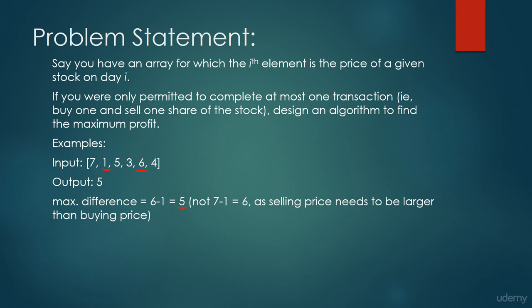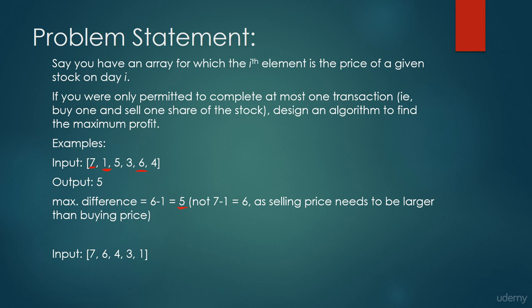5. Note, however, that it's not 7 minus 1, because if I buy here and I sell here, then I make a loss of 6. So it's not a profit. I've lost money because I bought at a high price and sold at a low price, so that's a loss for me. So we want to maximize the amount of money that we can make.